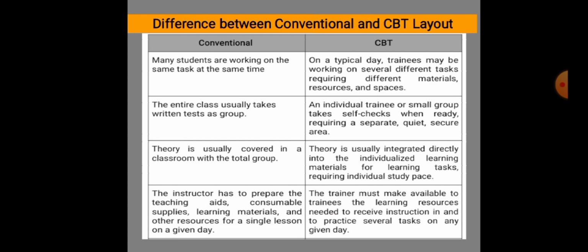In conventional, the entire class usually takes written tests as a group, whereas in CBT, an individual trainee or small group takes self-checks when ready, requiring a separate, quiet, and secure area. For the conventional, theory is usually covered in a classroom within the total group, whereas in CBT, theory is usually integrated directly into the individualized learning materials for learning tasks requiring individual study pace.